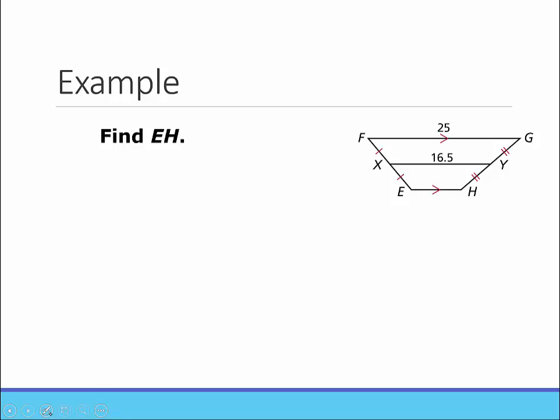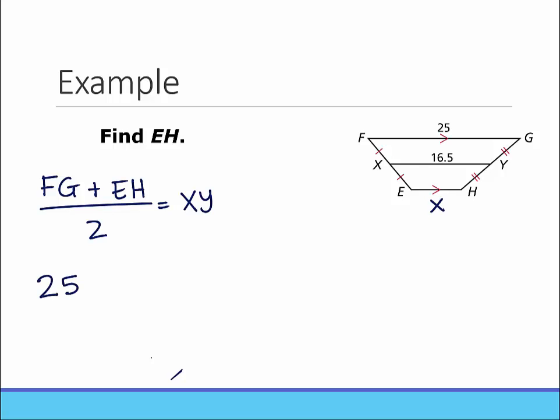Find EH. So this problem's kind of backwards because it gives us the very longest one. It gives us the one in the middle, but it doesn't give us the shortest one. So remember, the longest one and the shortest one have to average together to give us 16.5. So I don't know what this is, so let's make it x. But I know that FG plus EH cut in half has to equal XY. So plug in what we do know. FG is 25. EH, I'm going to make x. Cut in half equals the 16.5.